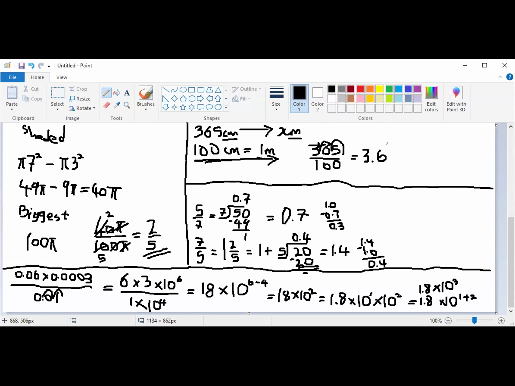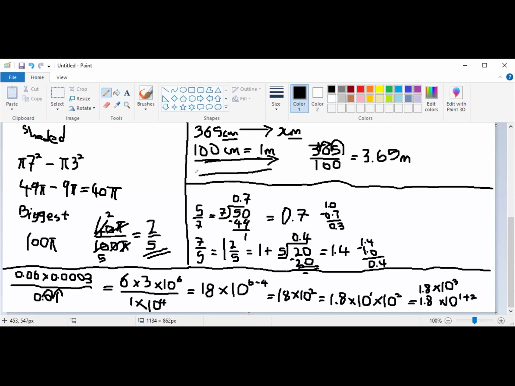Okay. So based on what I just explained, if the question had been to convert from meters to centimeters, what would you do? Multiply. Thank you very much. You would multiply 365 by 100, isn't it?